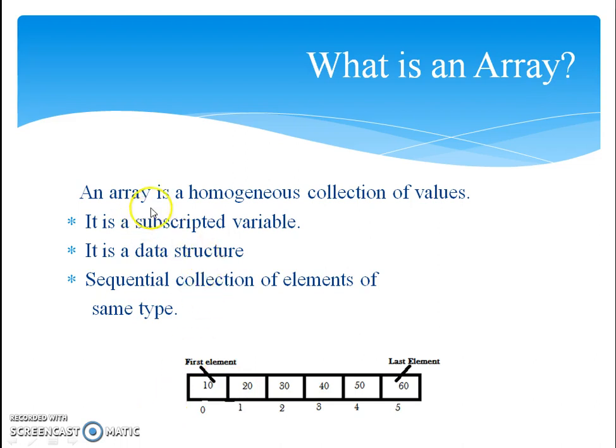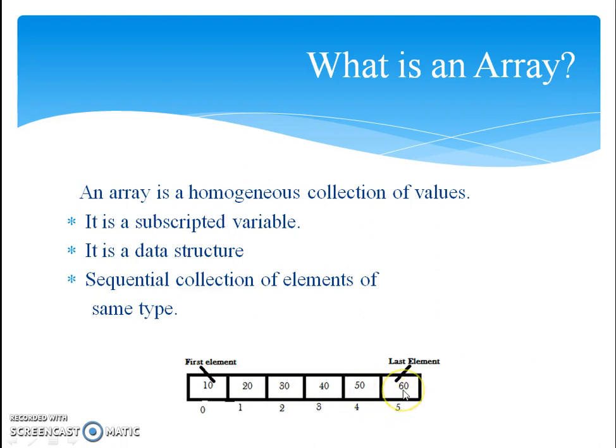So basically an array is a homogeneous collection of values. It is a subscripted variable. It is a data structure. It is a sequential collection of elements of the same type. All the elements will be stored in contiguous memory locations one after the other. The name of the array will be the base address of the array, which gives us the first element's address, and using that we can locate all other elements.